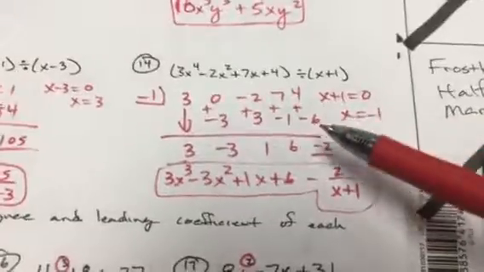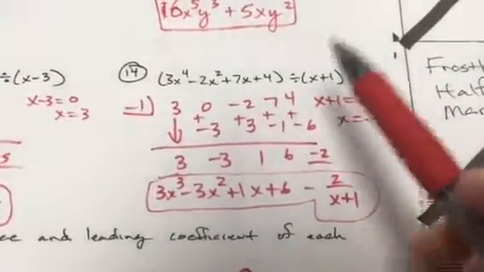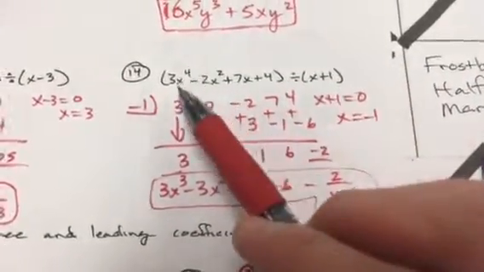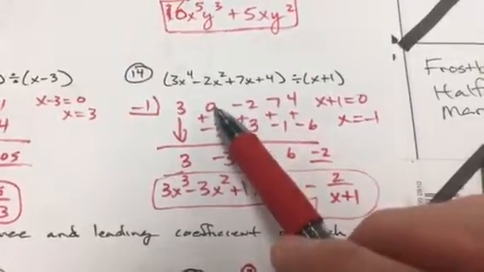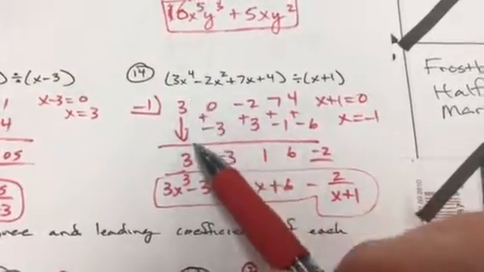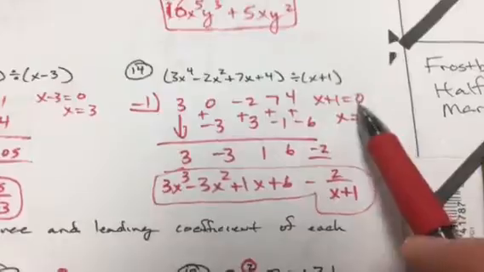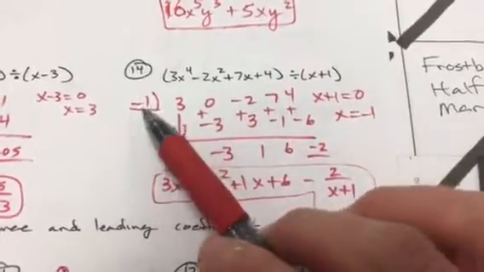All right, just be careful on 14 here because you got to add in a 0. You went from x to the fourth to x squared. 0x to the third needs to be right there. Bring the 3 down. You said x plus 1 equal to 0. X equals negative 1 goes in the cubby.